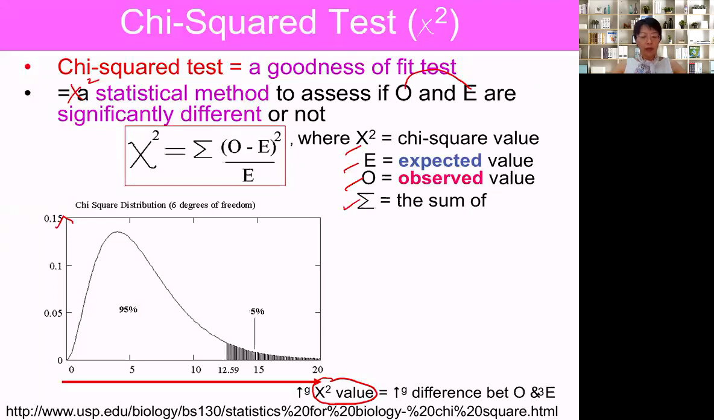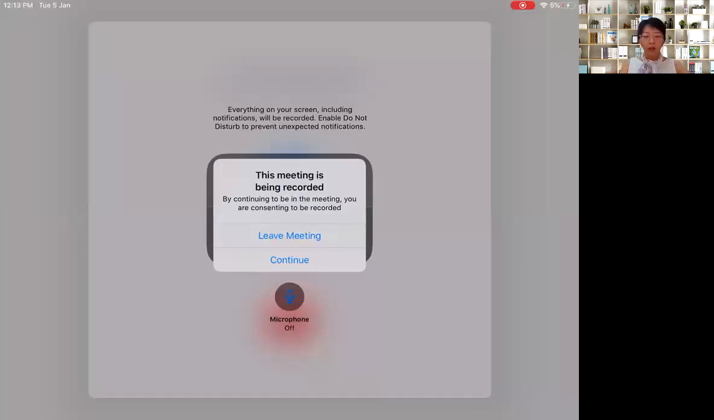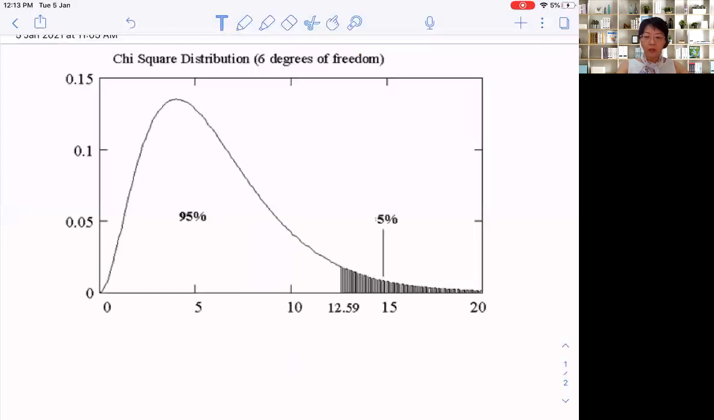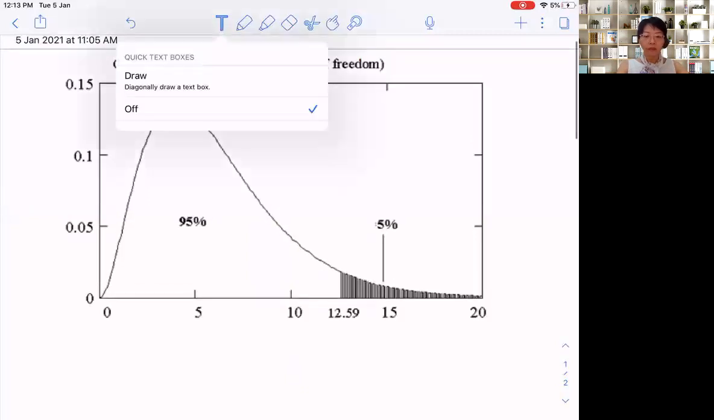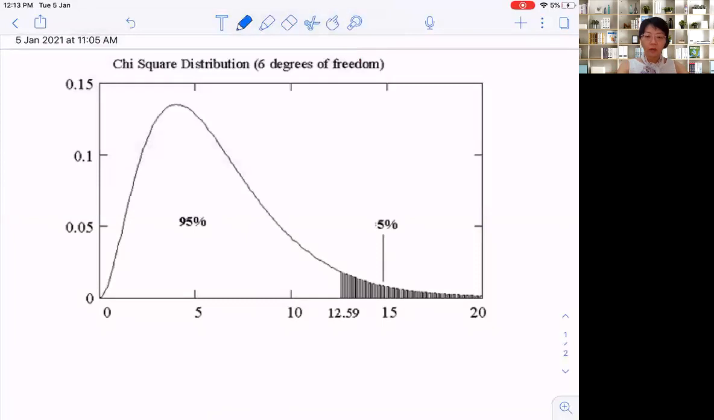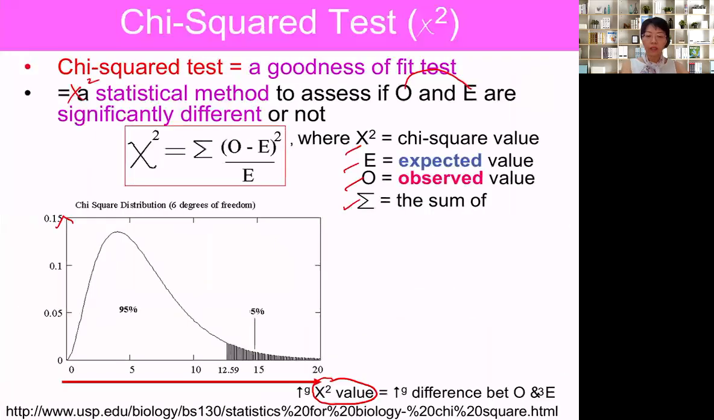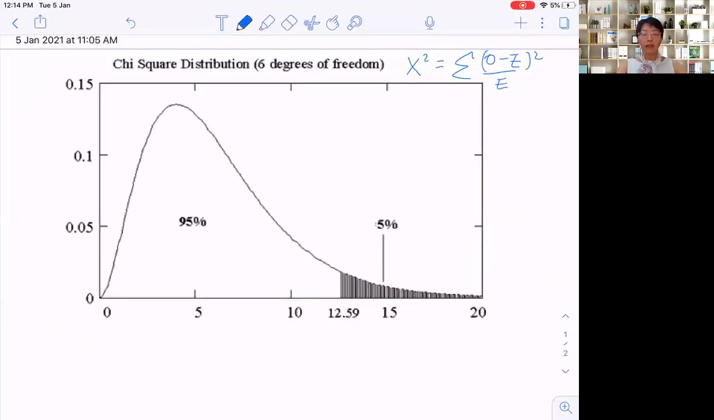So this is a chi-square value. So we're going to study this chi-square value. Just remember the formula for chi-square. Now, remember your chi-square. Chi-square is equals to summation of (O minus E) divided by E, square. So this is the formula.